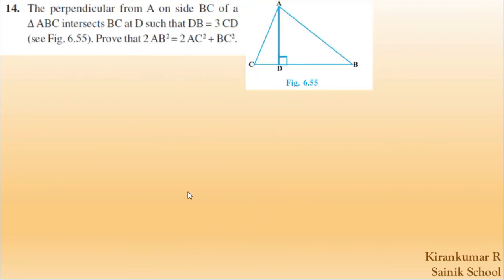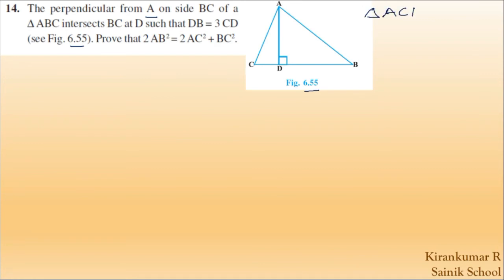Let's solve question number 14. The perpendicular from A on side BC of triangle ABC intersects BC at D such that DB is 3 times of CD as shown in the figure 6.55. Prove that 2 times of AB square equal to 2 times of AC square plus BC square. Again, we shall make use of Pythagoras theorem.